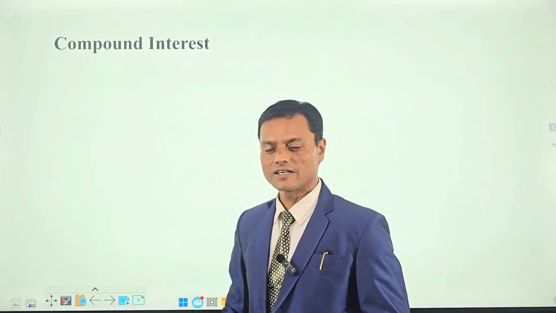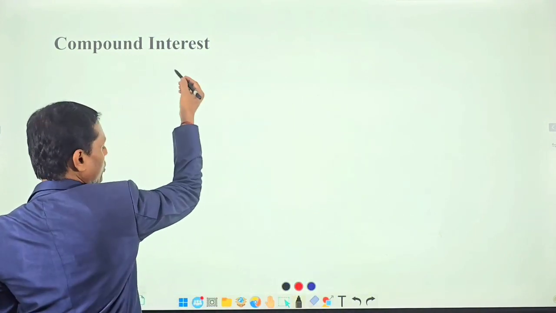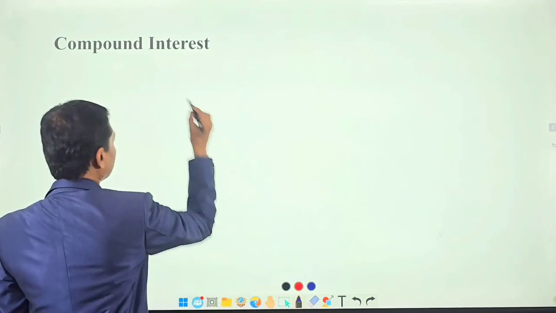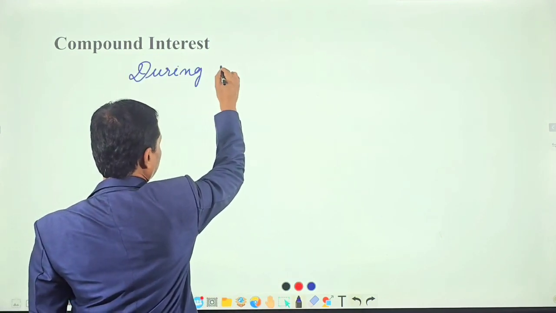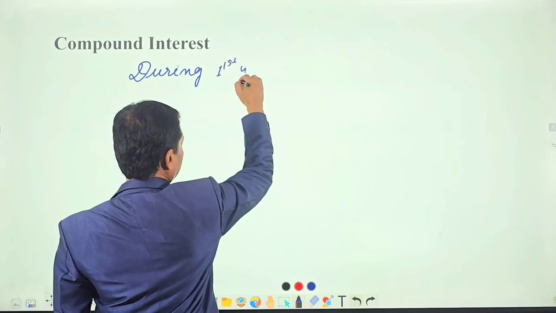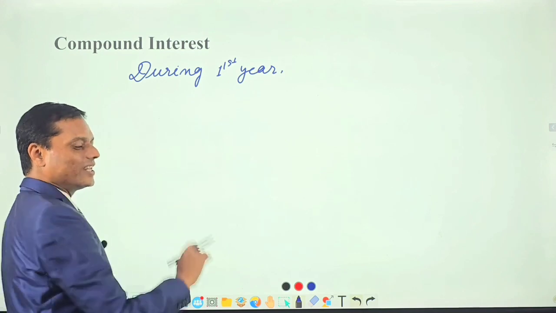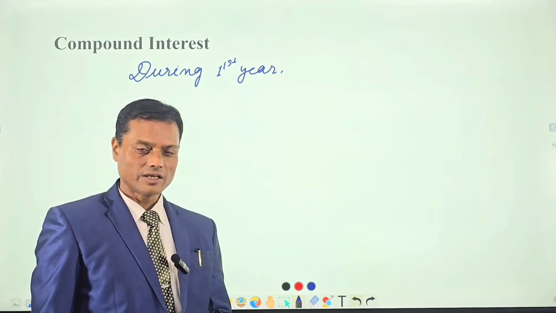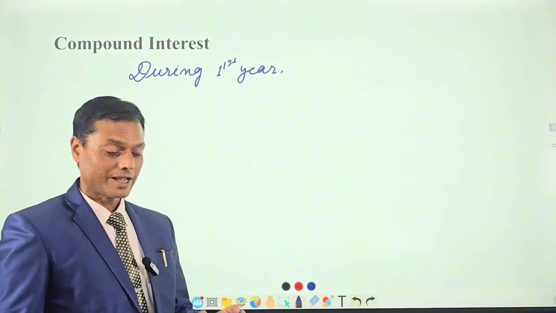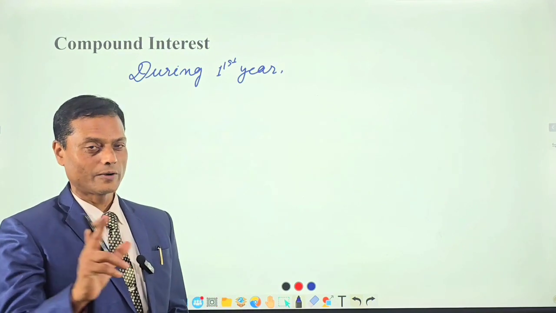So let's understand compound interest, right? Here during first year, I'm writing here during first year, isn't it? Let the principal be P, rate be R, and the time be T. And the time is T means we calculate the interest in 1 year. So the time will be 1 year only, isn't it?